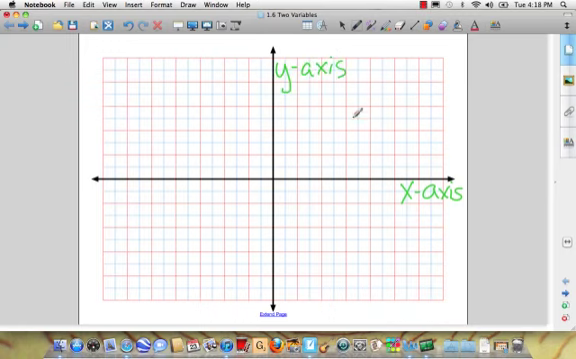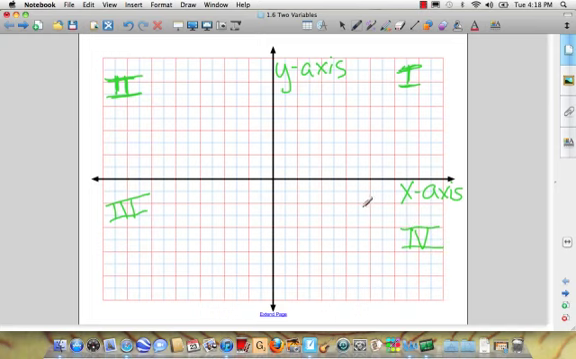Notice that the two axes separate the plane into 4 regions or quadrants. This quadrant right here we call quadrant 1, and typically we use Roman numerals. We proceed counterclockwise, that means the opposite of the way a clock moves, and this is quadrant 2. Then this one is quadrant 3, and then this one down here is quadrant 4.